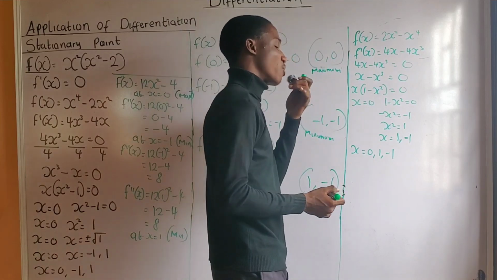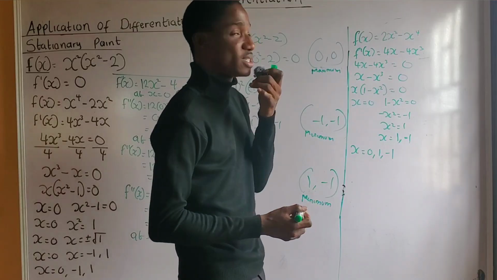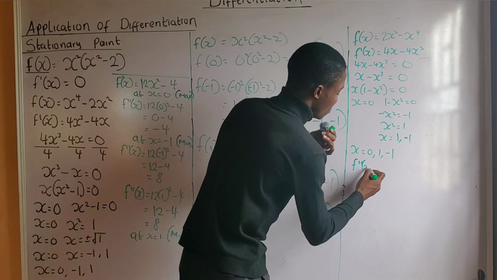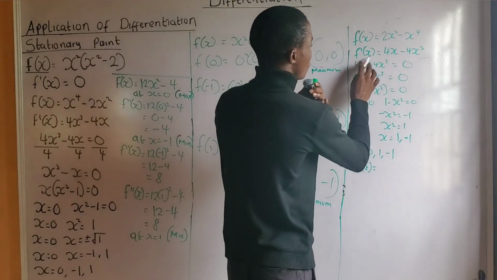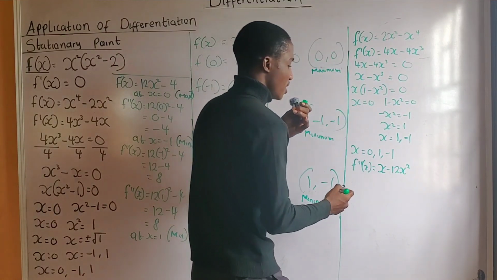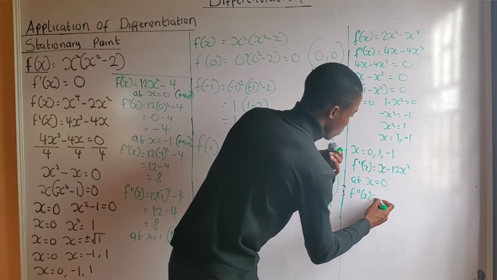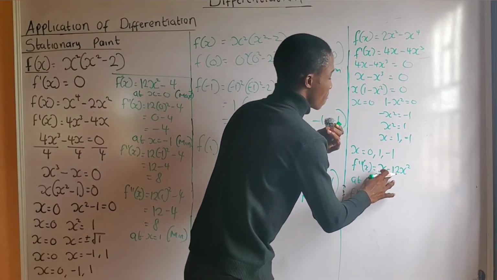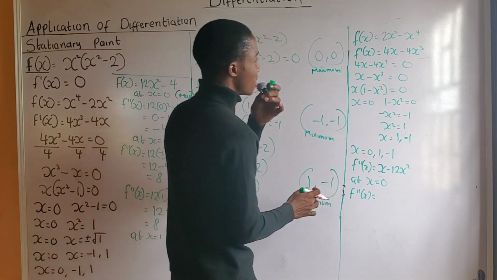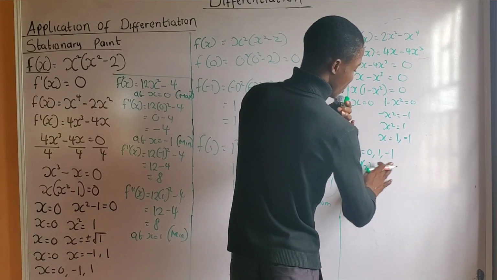Now we want to check whether the stationary point is maximum, minimum, or point of inflection. To do that, we are going to make use of the second derivative test. The second derivative of f of x will be, differentiating one more time, 4 minus 12x raised to the power 2. Now at x equals 0, the second derivative will be 0 minus, listen, sorry. I hope I didn't make any mistake. Okay, sorry, I made a mistake. There is a mistake here.